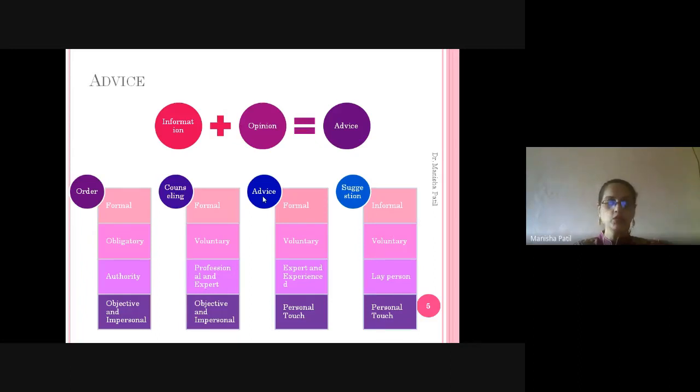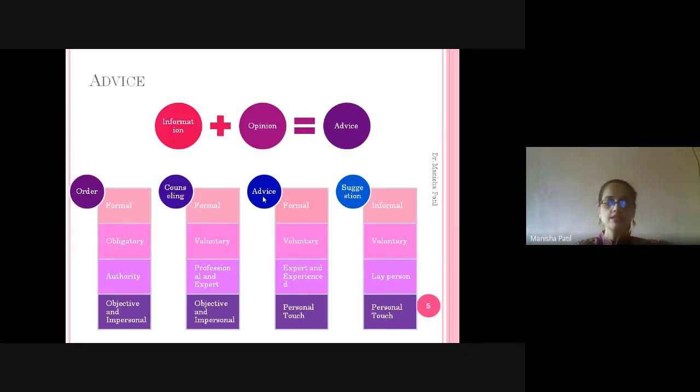So when I'm telling you to do something, it can be order, counseling, advice, suggestion. In case of order, you must do it because it is formal, it is obligatory. Obligatory means compulsory. It is given by the authority, and it is objective and impersonal. Please note down all these points in your notebook.